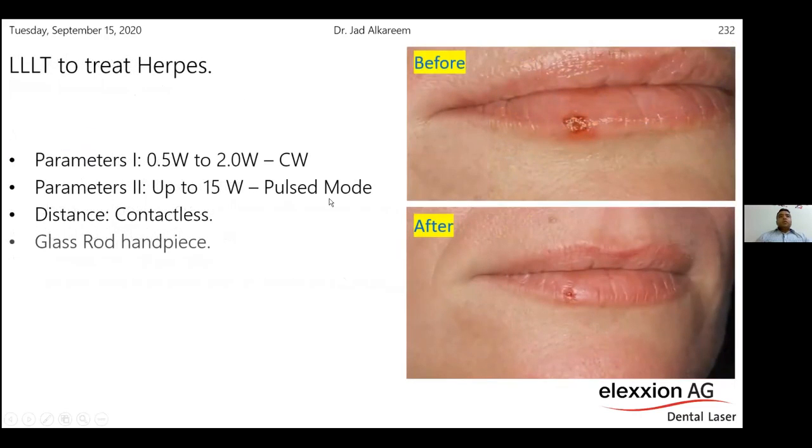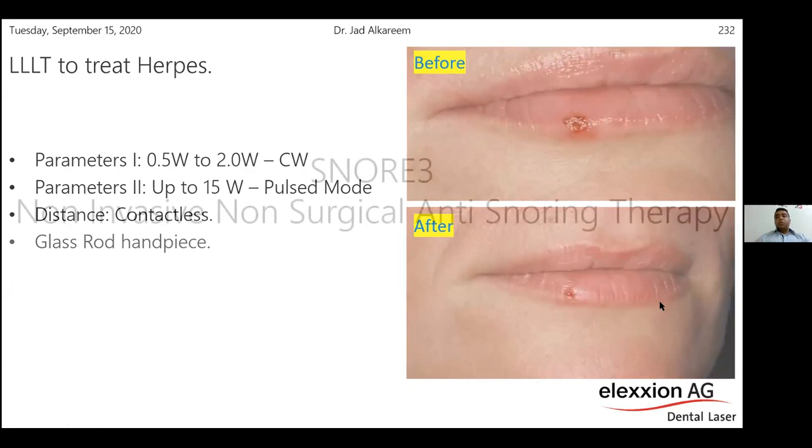Here is low-level laser therapy to treat the herpes. So before, after, and finally, the last slide, treating the patients who complain from snore.